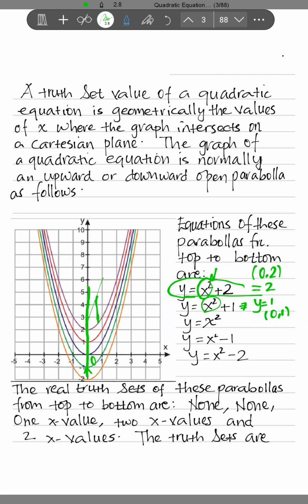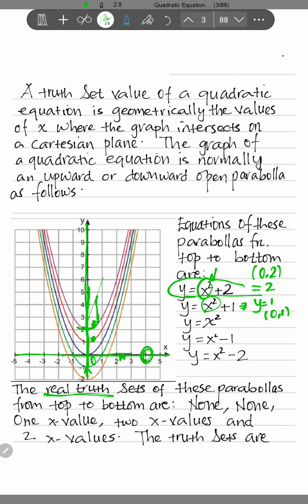Now the real truth sets of these parabolas from top to bottom. When we discussed understanding numbers, there were kinds of numbers named real numbers. A real truth set means a truth set that is a real number. Real numbers are those on the y-axis and on the x-axis; they can be anywhere within the axes. So how many real truth sets can we have on each parabola? A real solution is a place where the graph intersects the x-axis. That intersection point between a graph and the x-axis is the solution of a given graph. The first graph, the top one, does not intersect the x-axis, so its real solution set is none.